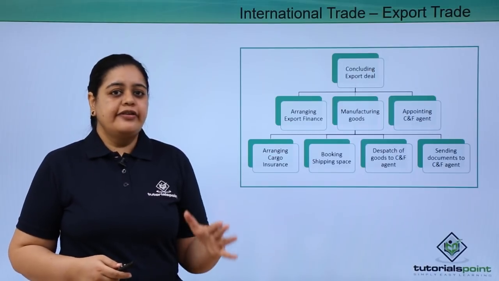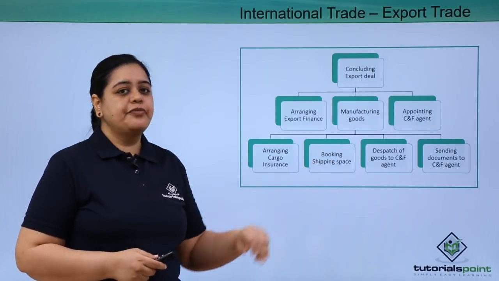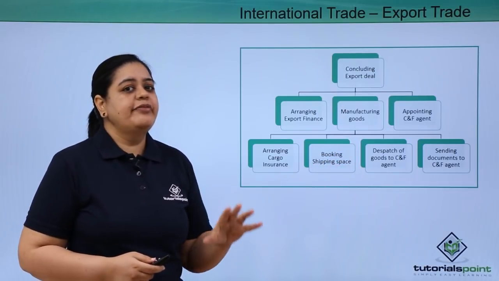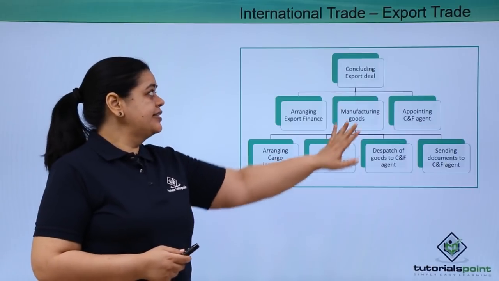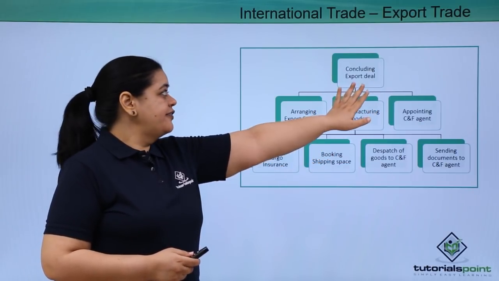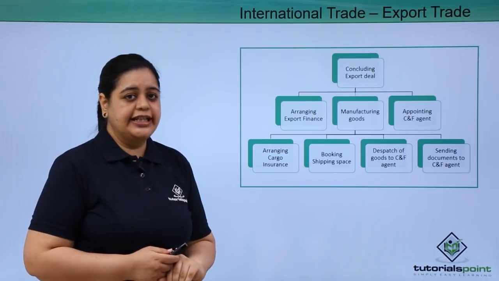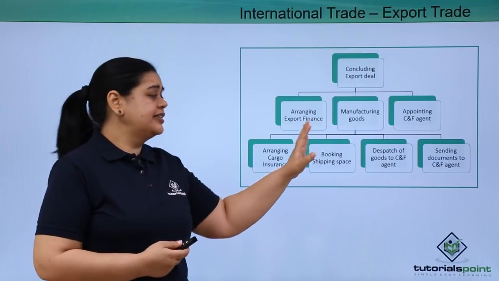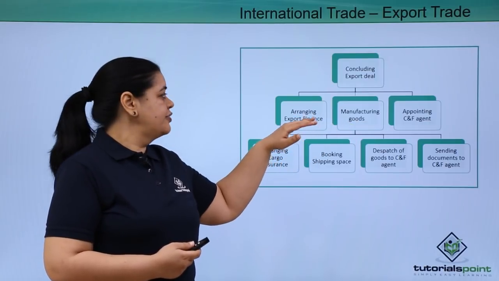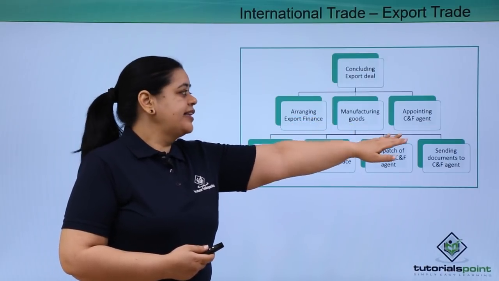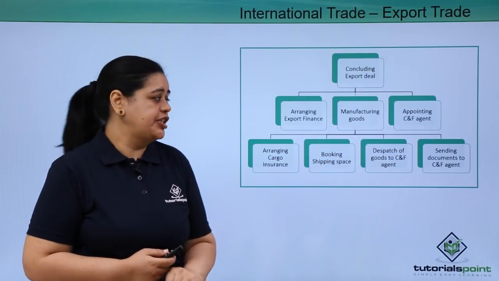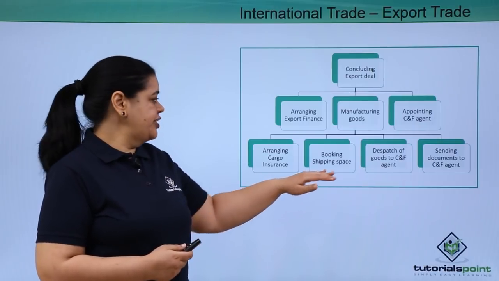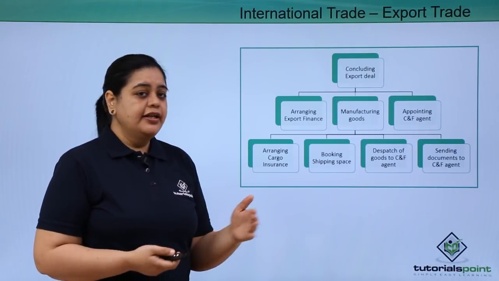Now, for remembering for exams, the best is to remember the flow chart. We have the flow chart on the first and the second slide. Both of them are in continuity. To remember this, remember the flow chart: the first step is concluding your export deal, that is, getting the order from the importer. Simultaneously, you will enter into manufacturing the goods, arranging for export finance and appointing a CNF agent. Once you have done that, you will arrange for cargo insurance and book the shipping space.